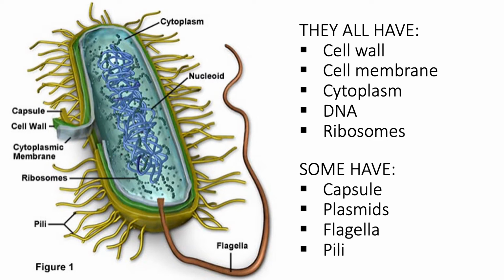It's also important to note that some prokaryotes will have capsules, which is like an outer protective layer; plasmids, which are small circular structures that also contain more DNA outside of the nucleoid; flagella, which help with locomotion, helping them move around; and pili. Those are basically just the small hair-like projections you can see in this diagram coming off the outside of the cell that help them attach to different things that they come across.